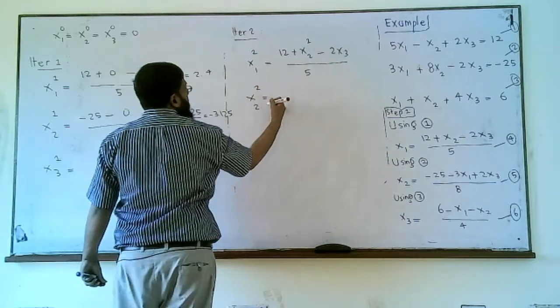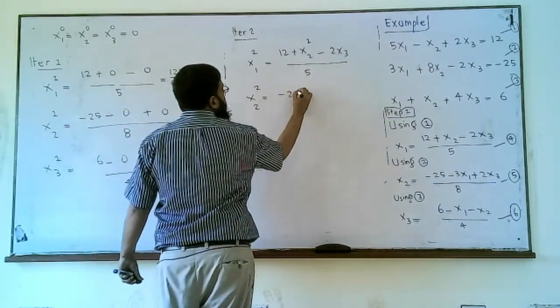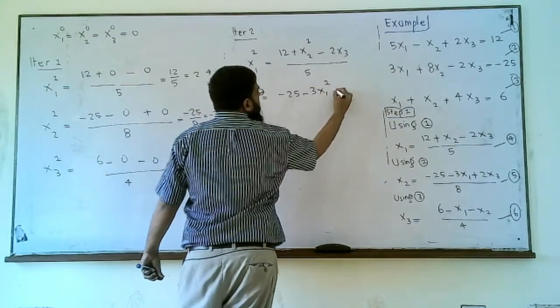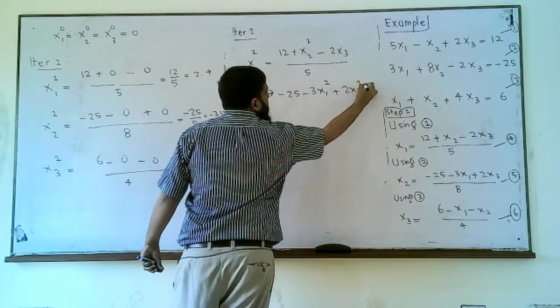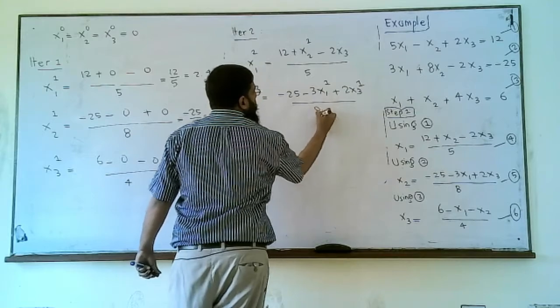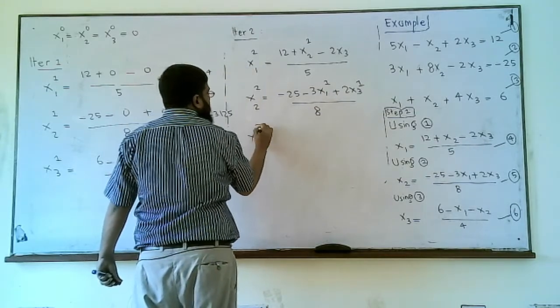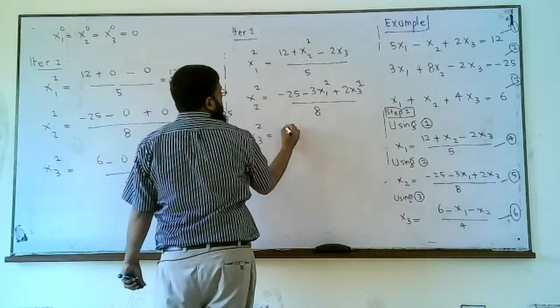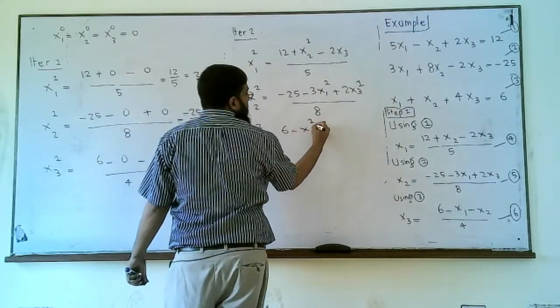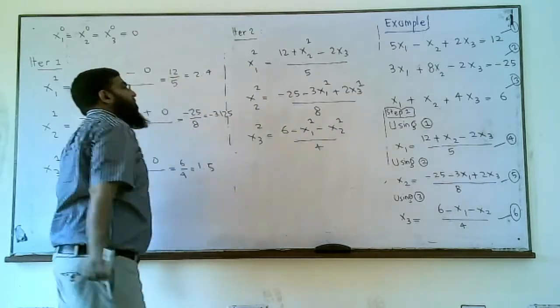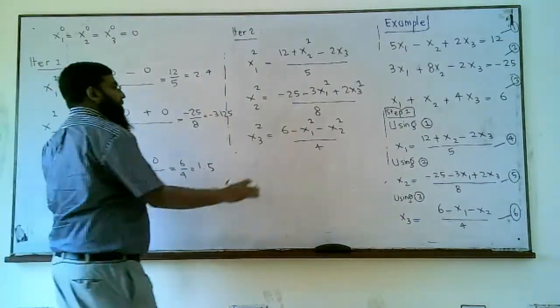x2 at iteration number 2 would be minus 25 minus 3 times x1 at iteration number 1, 2x3 at iteration number 1 divided by 8, and x3 at iteration number 2 would be 6 minus x1 at iteration number 1 minus x2 at iteration number 2 divided by 4. This is 8.